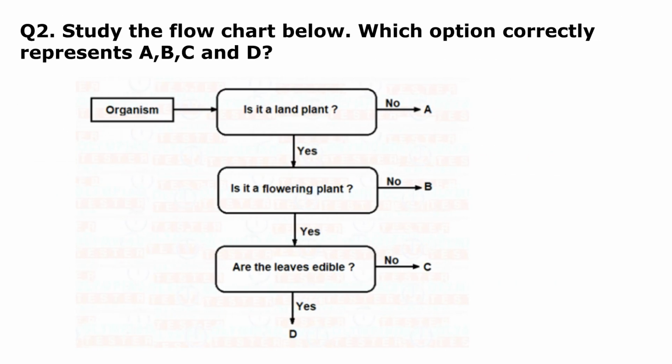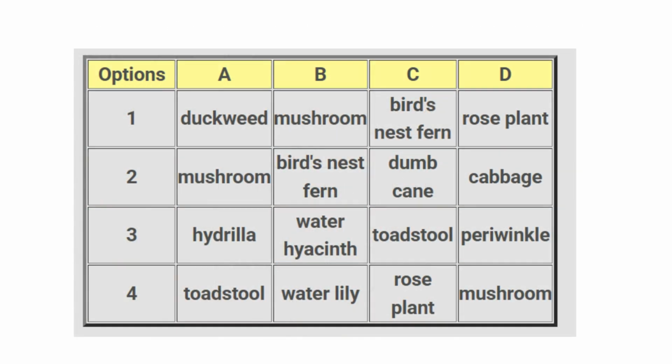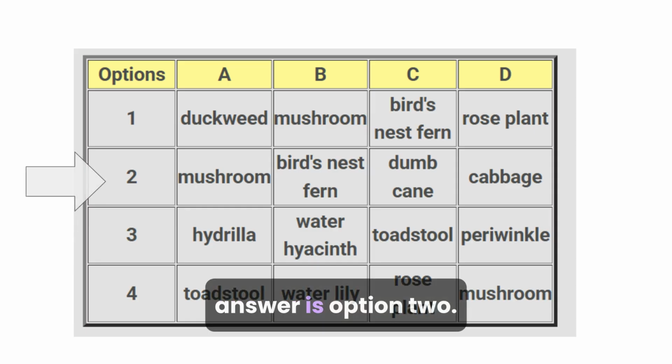Next question. Study the flowchart below. Which option correctly represents A, B, C, and D? The options. The answer is option 2. Let me explain.